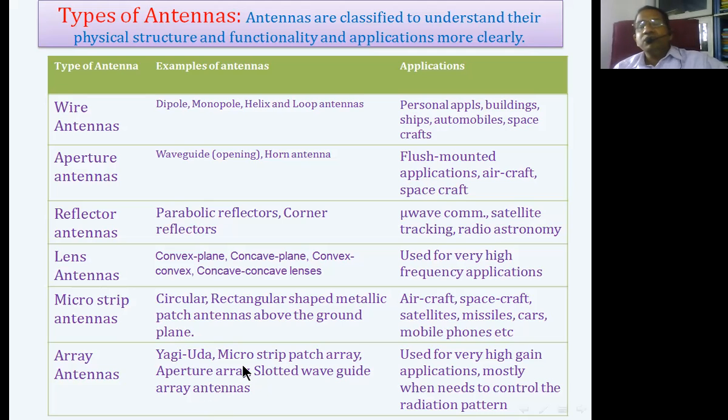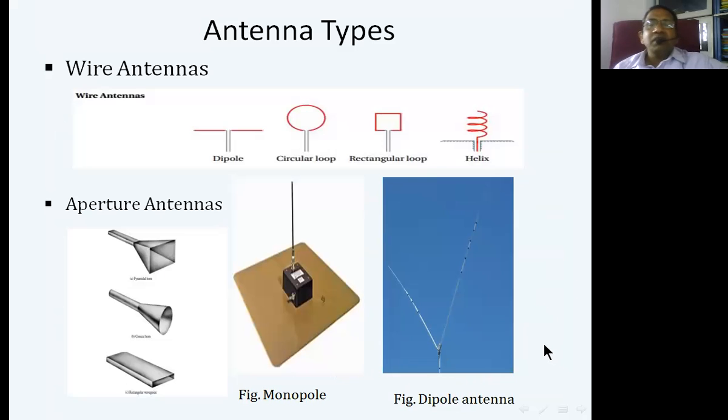Now, what kind of antennas can be used in an array? Examples of arrays of antennas are Yagi-Uda antennas, microstrip patch antennas, aperture array antennas, and slotted waveguide antennas. So why do we normally use them? As I was telling you just now, for very high gain applications. Whenever we want signals with more gain, we prefer an array of antennas. Mostly we use them when we need to control the radiation patterns also. That means wherever we want more directivity and a better radiation pattern, we prefer antenna arrays. And what are the examples of antenna arrays which we have seen in the previous sessions?